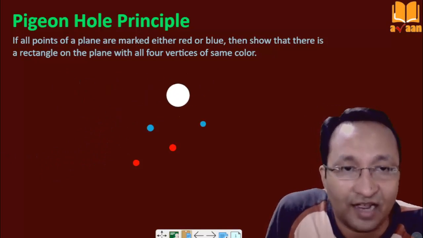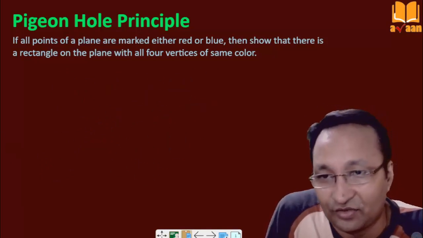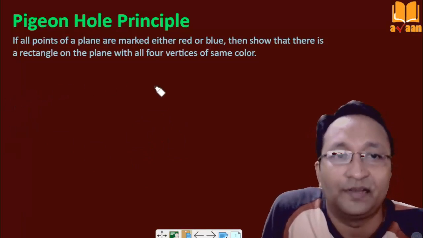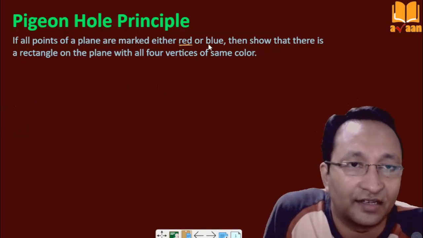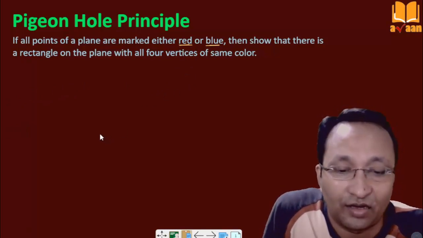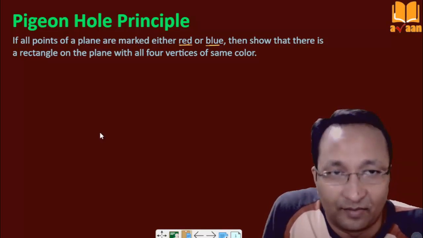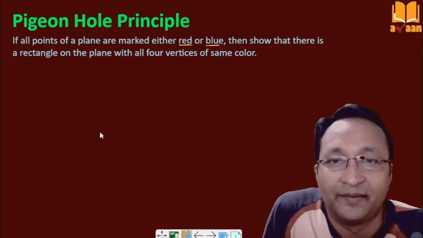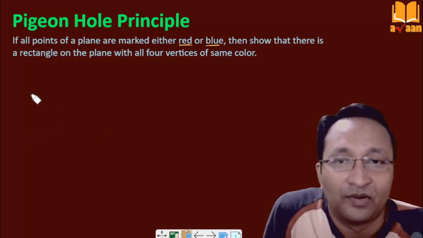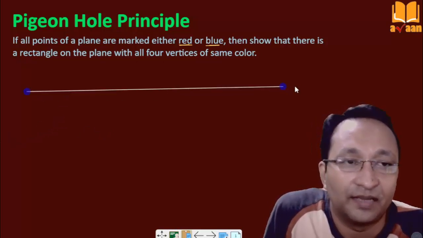So to understand this, how we start, let's use the pigeonhole principle as the principle behind this particular question, the theory behind it. What we realize is that there are two colors, red and blue. So the moment I take 3 points on a plane, by pigeonhole principle, any two of them would definitely be of the same color.